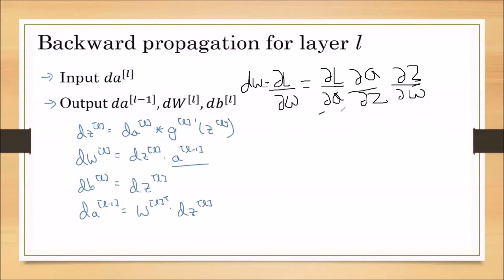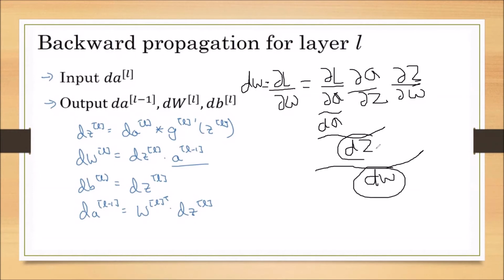Remember, this dou L by dou A, for our convenience, we are calling dA. And the product of dou L by dou A and dou A by dou Z, we are calling, for our convenience, dZ. And the product of all these three terms, we are calling dW. So first, to find the dW, we should find the dZ. To find the dZ, we should find the dA. Already we calculated the dA value previously, because we know A is nothing but the predicted output.